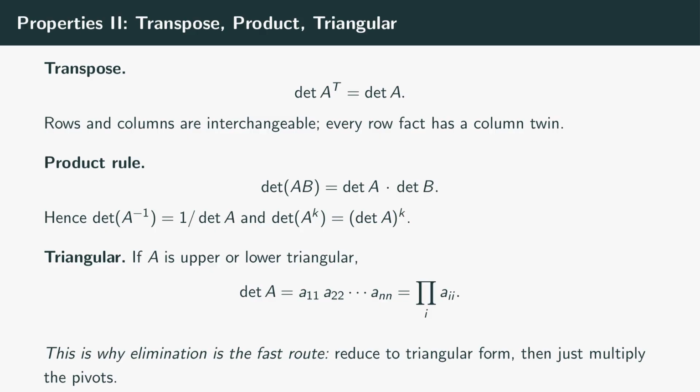Now combine the last property with the row operation rules and you see the fast algorithm. Use elimination to reduce the matrix to triangular form, tracking sign flips from swaps, then multiply the diagonal. That is how determinants are actually computed.